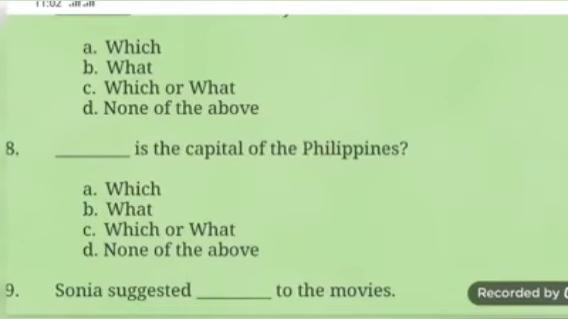Next is the capital, blank is the capital of the Philippines. Here, this is the same stuff as the previous number. You have to use what. Why is that so? Because we have lots of cities in the Philippines, and just one is the only capital of the Philippines, and that's Manila. So you would say, what is the capital of the Philippines? Because we have a lot of cities in the Philippines that could be used as our capital city. Okay, so there you go.